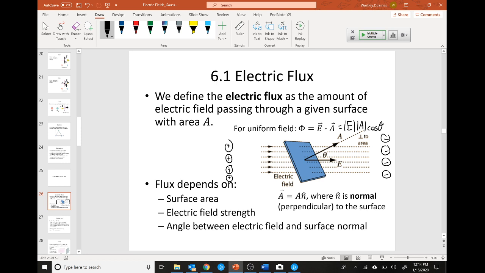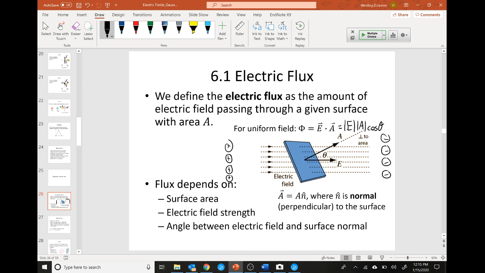You can see here the flux depends upon the strength of E, the strength of the area vector, how big is your object, and the angle. Again, all this seems really weird. Electric flux sounds really funky. But literally just think about it. How many field lines are going through this area? The bigger I make it, the more field lines can go through it. The stronger the field, we imagine that as more field lines.